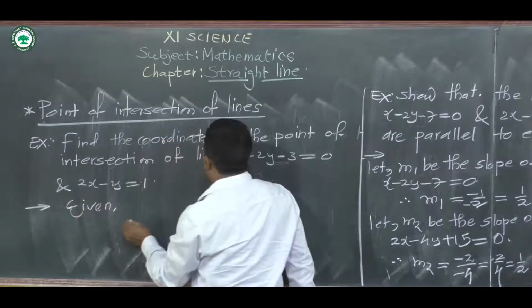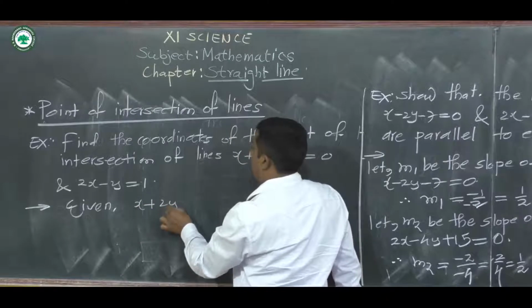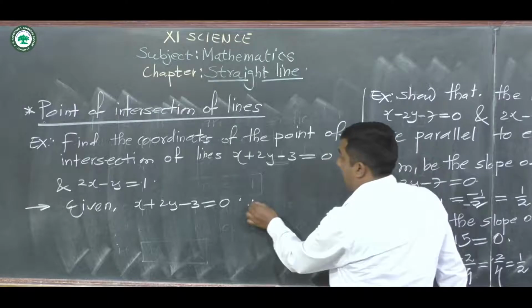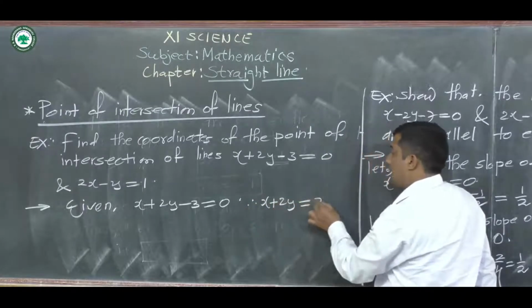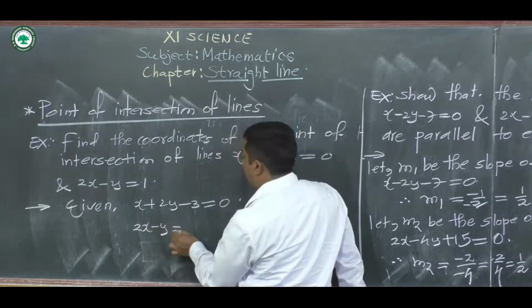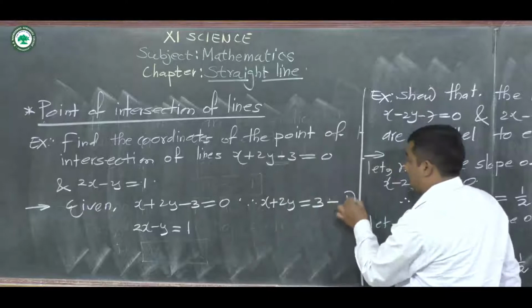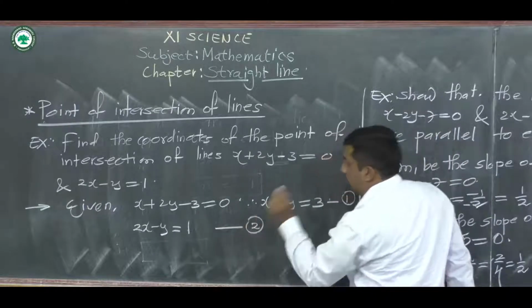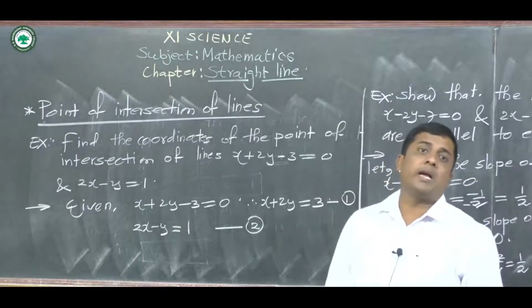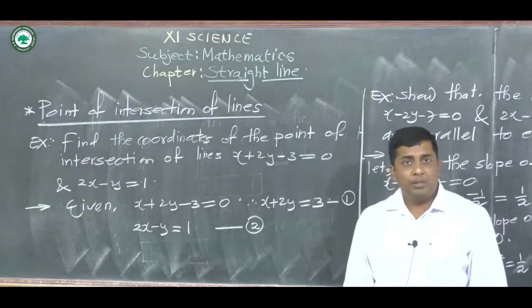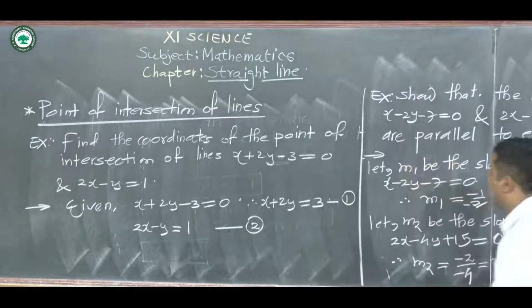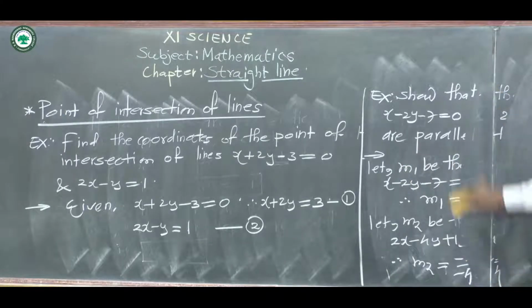Here the given equations are, first, x plus 2y minus 3 is equal to 0. I write this as x plus 2y is equal to 3. Then in second, given 2x minus y is equal to 1. Let us consider this as equation 1 and this as equation 2. We have to solve these two equations. After solving these two equations, we get the values of x and y, and the ordered pair x, y is the point of intersection. Okay, so here we solve these two equations.